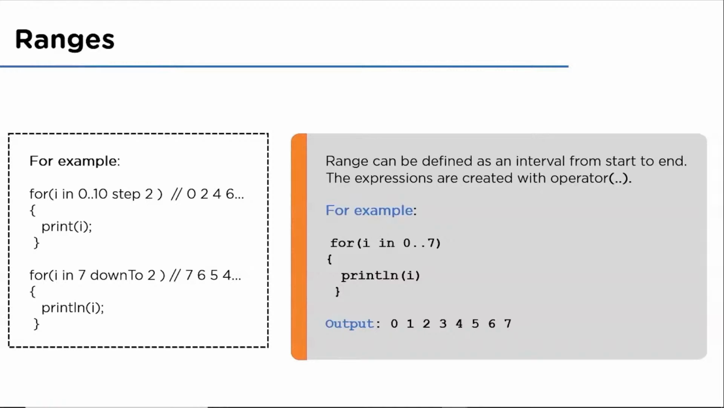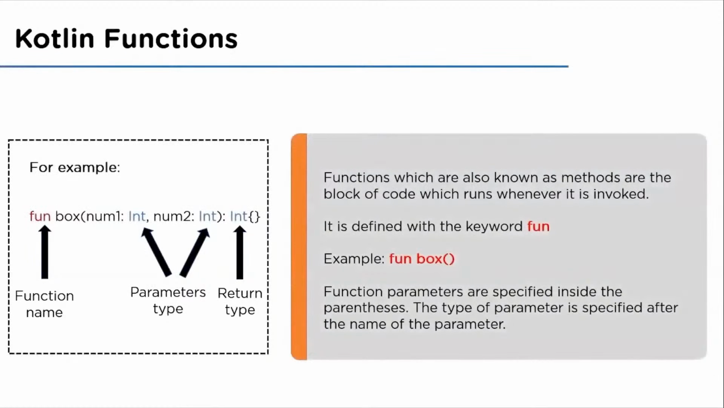Now, let's move on to the next topic, which is Kotlin functions. Functions are also known as methods. They are a block of code which runs whenever it is invoked. In Kotlin language, functions are defined with the fun keyword. After that, the name of the function and parentheses are written. If the parentheses are empty, it means the function doesn't accept any arguments. In a function with parameters, the parameters are specified inside the parentheses. The type of a parameter is specified after the name of the parameter.